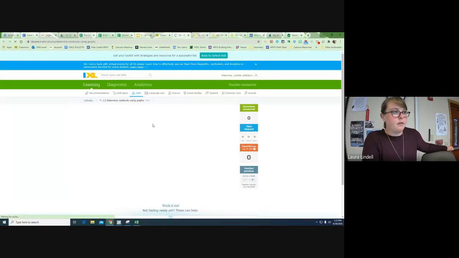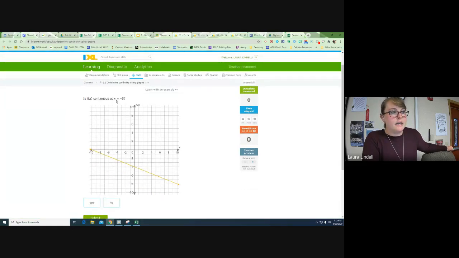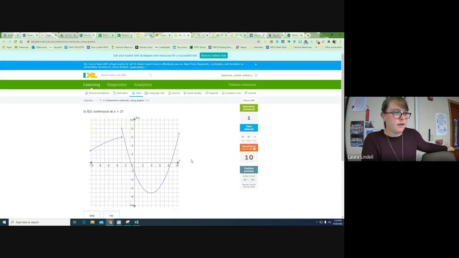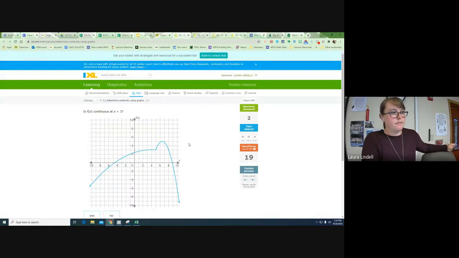Then we have determining continuity. So asking, is it continuous at a particular value of x? So you go over to where x is -5, and we notice that, yes, it is continuous there. And this one, you have to pay attention to where it's asking, because if it was asking for when x is -3, it's not continuous when x is -3, but at x equals +2, it is continuous. So careful with those.